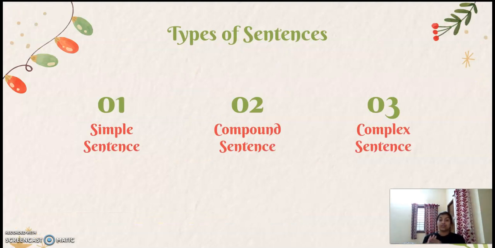So there are three main types of sentences: a simple sentence, a compound sentence, and a complex sentence. And we will today learn what these sentences are and how to differentiate between them. What are the differences?